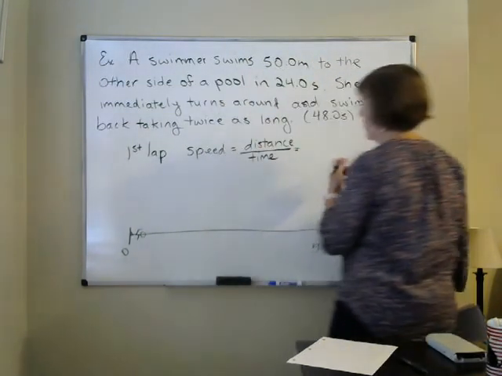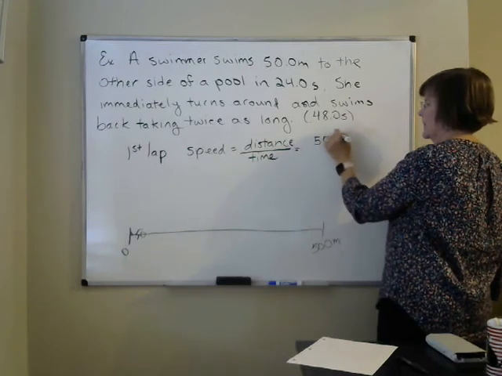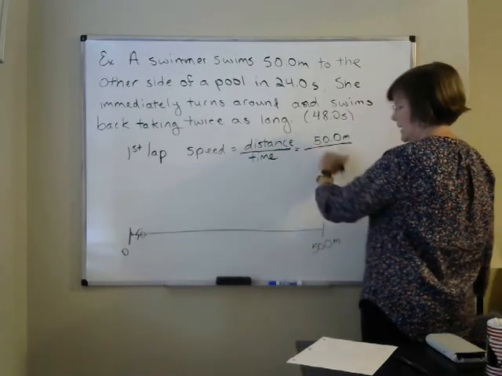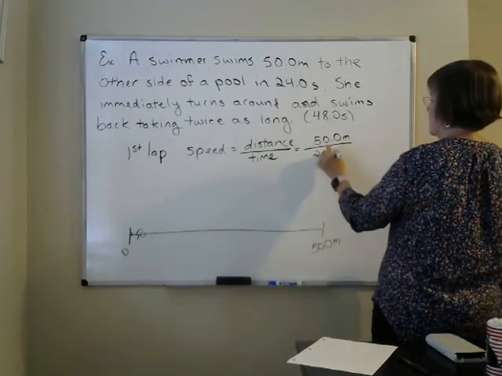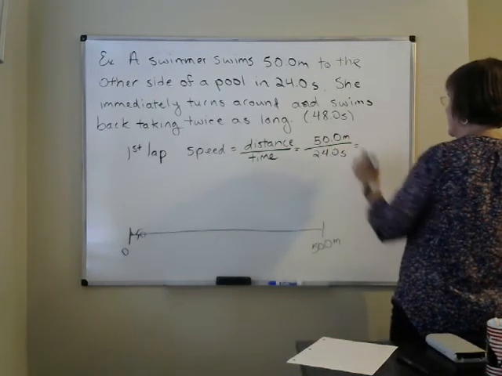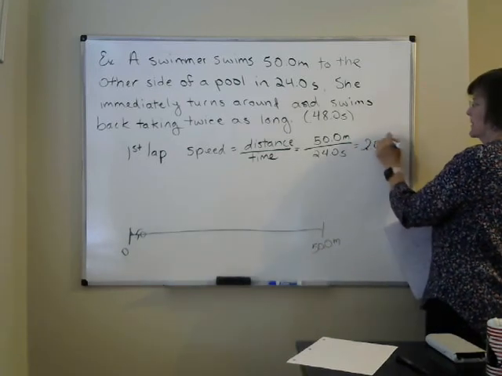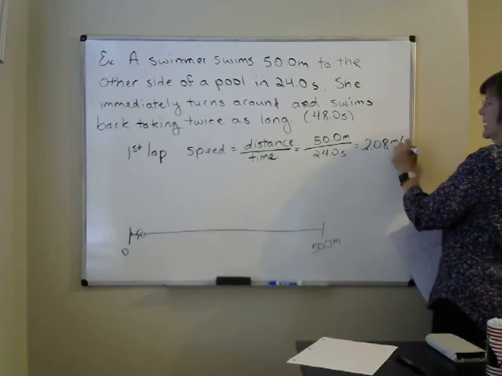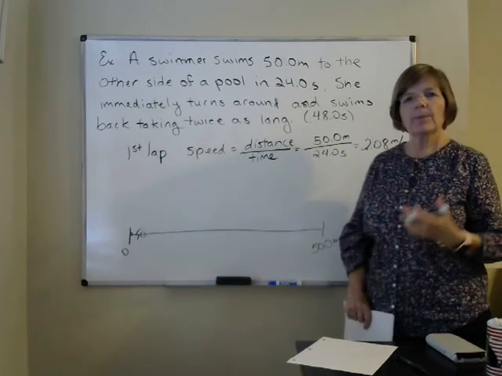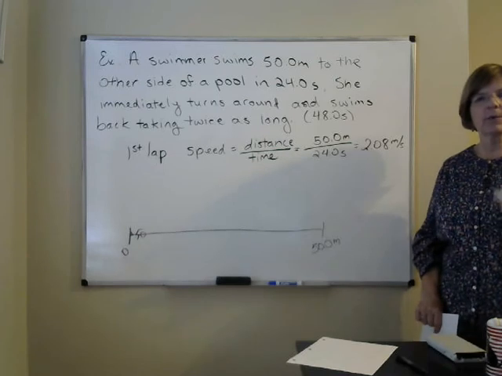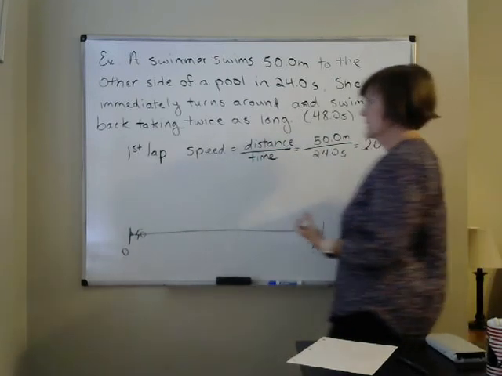So, what distance did she swim? Well, she swam 50 meters. How long did it take her to swim 50 meters? It took 24.0 seconds. What was her speed? 2.08 meters per second. Makes perfect sense. There won't be much difference with her velocity. A lot of times with straight line motion, it's really similar.